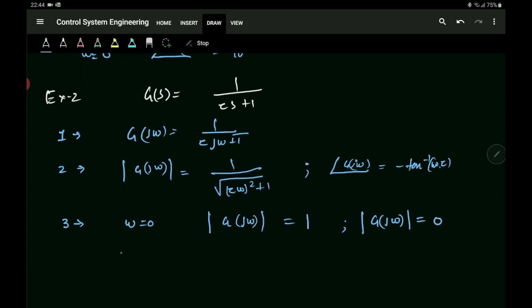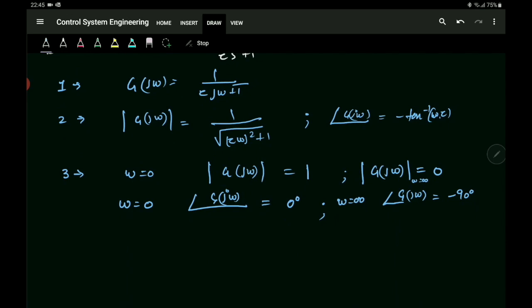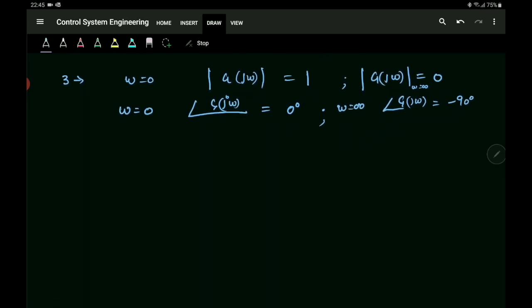Similarly, at omega equals 0, the angle of G(j omega) is 0 degrees, and at omega equals infinity, the angle of G(j omega) will be minus 90 degrees. So this we have. Let me sketch a polar plot for this information.